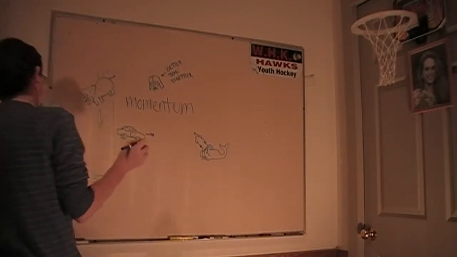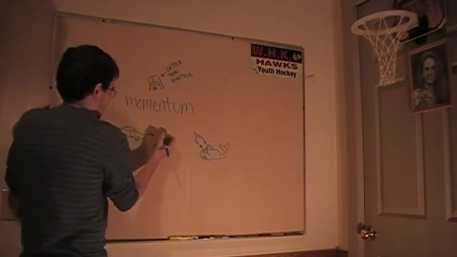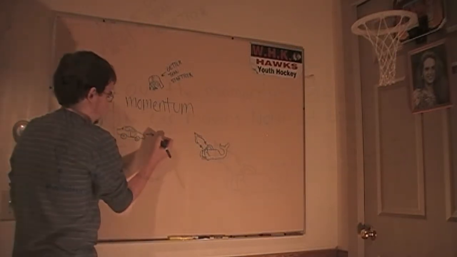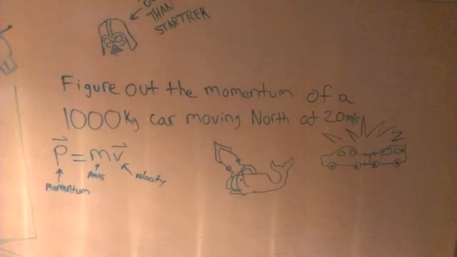Momentum is a vector quantity. A vector quantity is a quantity that has magnitude and direction. Practice problem! Figure out the momentum of a 1,000 kilogram car moving north at 20 meters per second. The answer is 20,000 kilogram meters per second north.